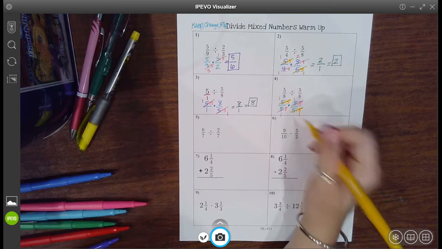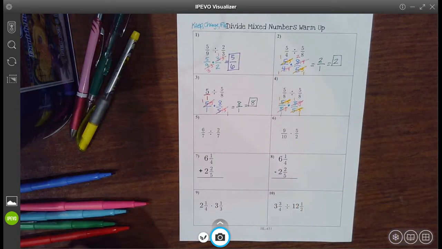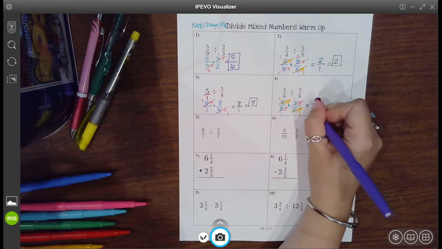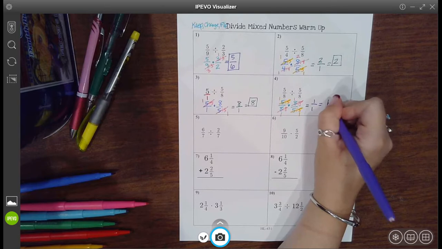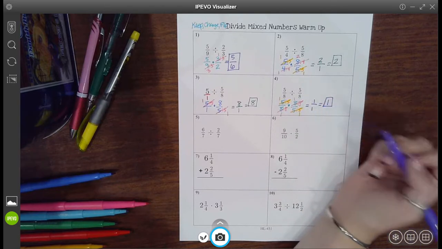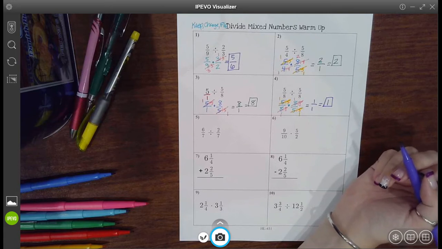Right? Because anything divided by itself is 1. And then when you go to multiply across, 1 times 1 is 1. This 1 times 1 is also 1. And 1 over 1 is 1. And you're like, really? Well, yeah, look, 5/8 divided by 5/8 is 1. Anything divided by itself is 1.